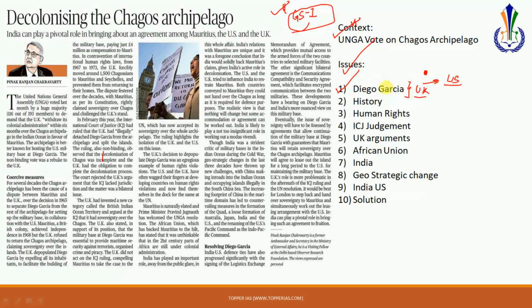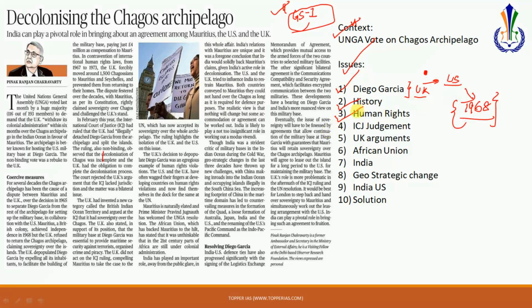So this is what you should know. Now in the context of history, what you should know is that it was in the year 1965 that the decision was taken to separate Diego Garcia from the other group of islands in this particular region. But Mauritius got its independence from the UK in the year 1968. So after Mauritius became independent, this region should have been restored back to Mauritius, but this has not happened as of now. So this is the major controversy.